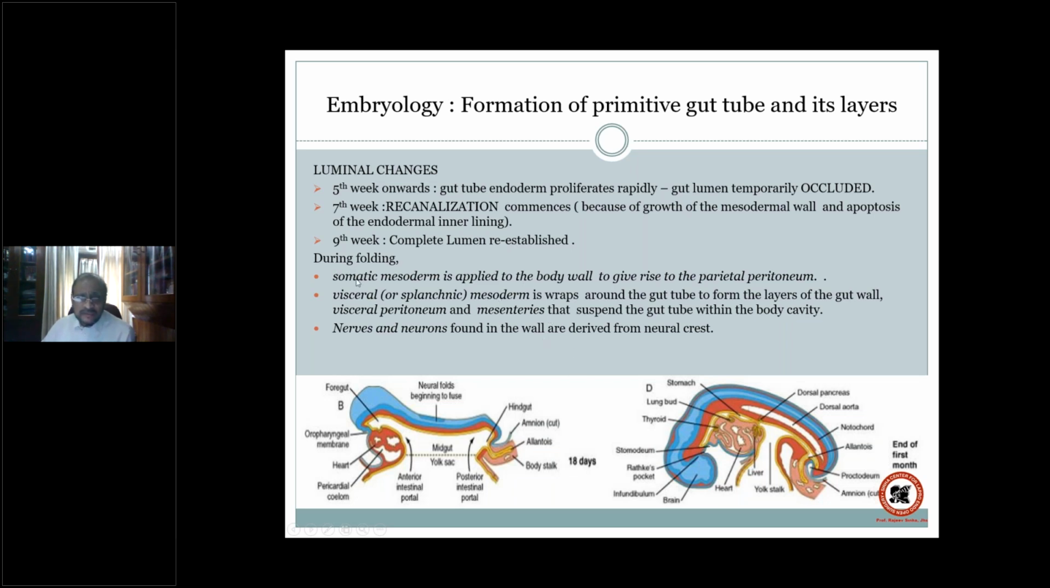And during this folding, the somatic mesoderm is applied to the body wall and gives rise to the parietal peritoneum. The visceral mesoderm, we just now covered that. That is going to form the layers of the gut and gut tube, and of course the visceral peritoneum and the mesentery. The nerves and neurons are basically ectodermal, and they come from the neural crest. So these are the neural folds, and from here you have the migration of these nerve cells and the neurons.